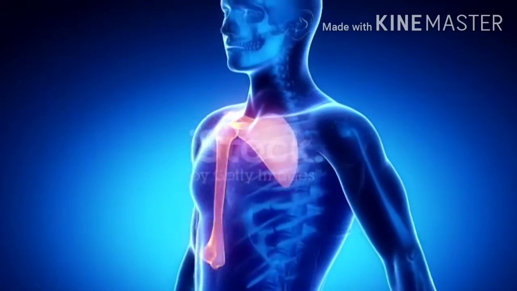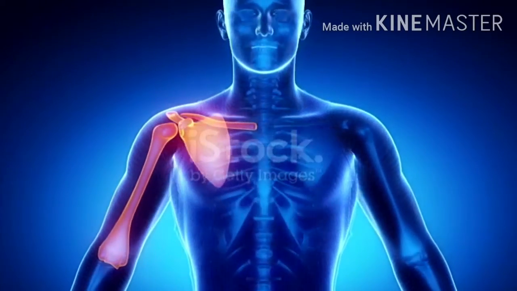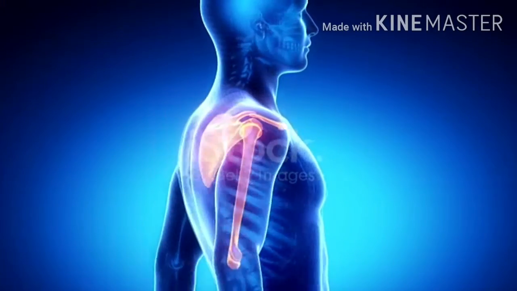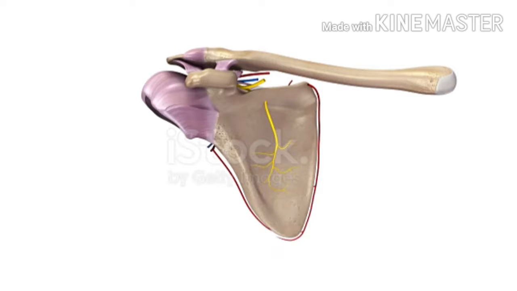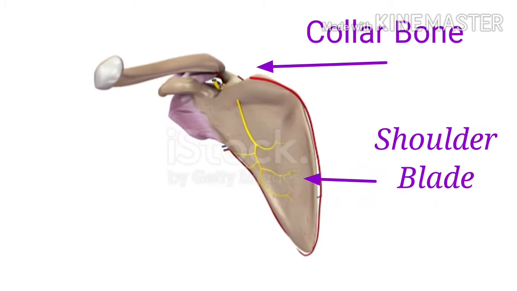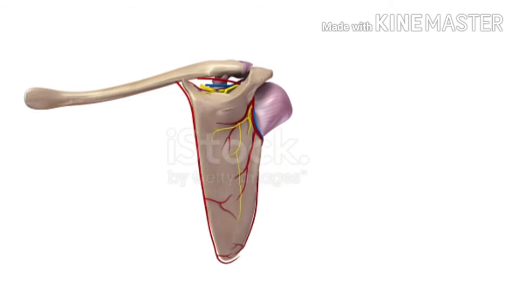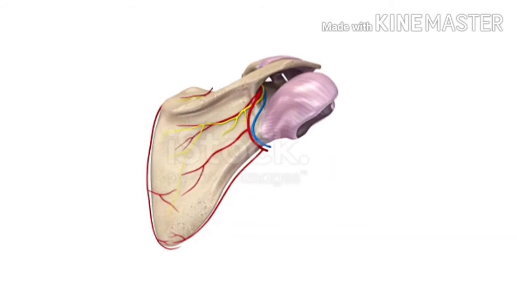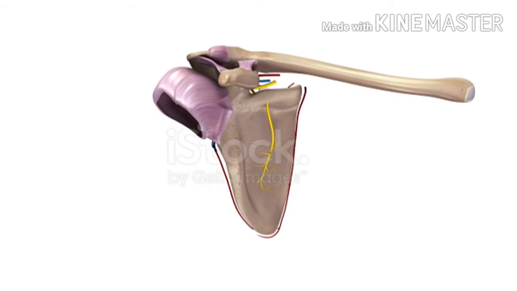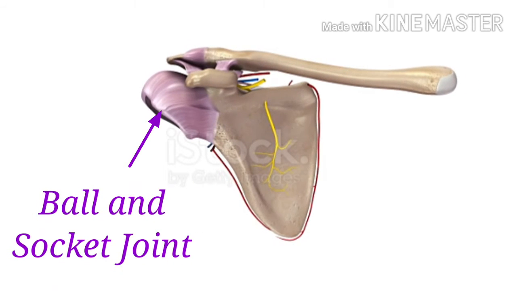Shoulders are that part of our body or skeleton to which our arms are attached. There are two shoulder bones, collarbone and shoulder blade. Collarbone keeps the shoulders apart. The upper arm fits into the socket of shoulder blade, forming a ball and socket joint.